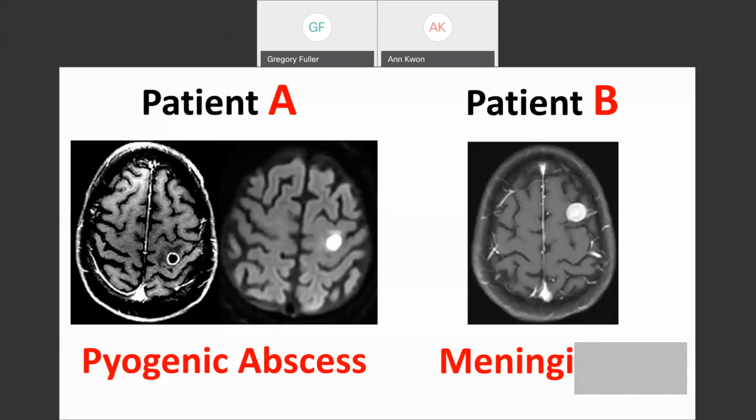Pyogenic abscess is on A. It's an axial T1 contrast on the left, and on the right is the DWI. All right, it's actually a T2 trace right here. We'll highlight that. That's classic pyogenic abscess, and then on the right, isn't that a beautiful coin lesion? I mean, that truly is a coin lesion, and it's a meningioma.